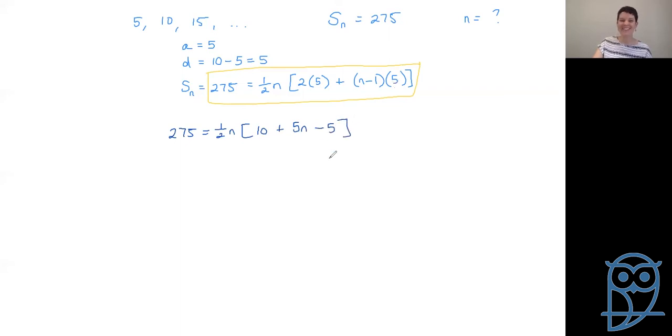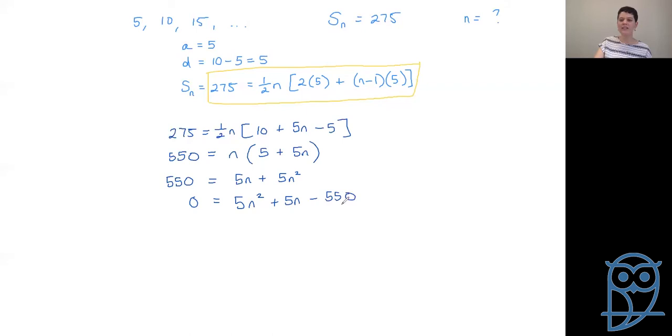Beautiful multiplication. So it opens the bracket nicely. And then we can go ahead and we can solve and we can simplify. So clearing our fraction, 275 times 2 is 550 equals n, and then 10 minus 5 is 5 plus 5n. So 550 would equal 5n plus 5n squared. We have a quadratic. Everything is a multiple of 5, so we'd rather make our life a little bit easier: n squared plus n minus 110.